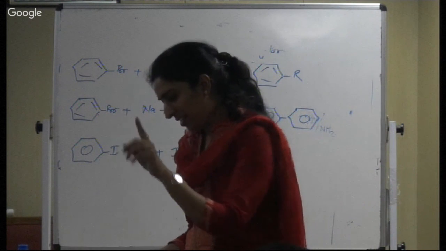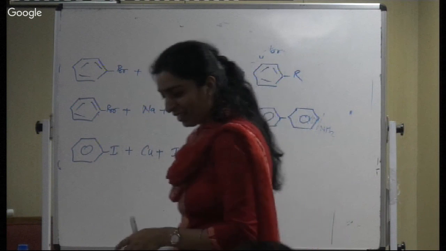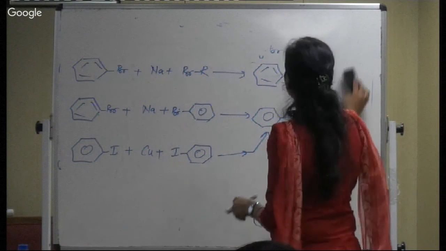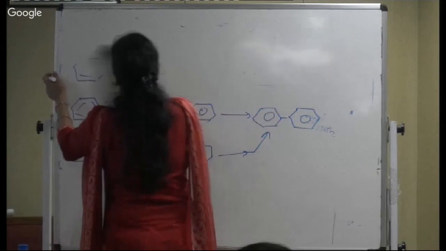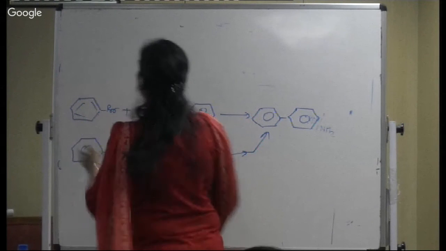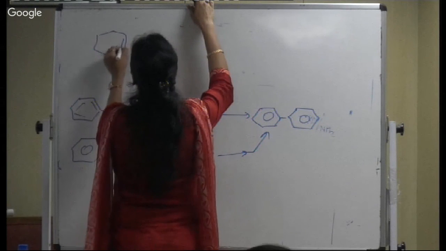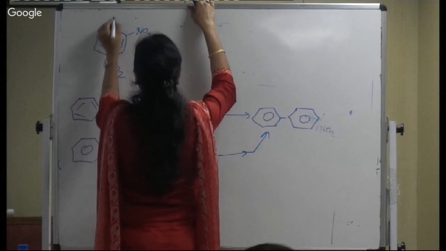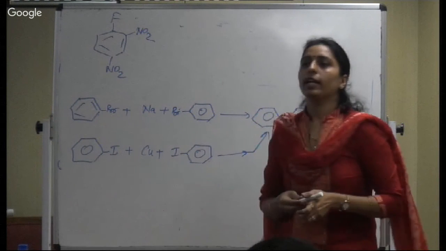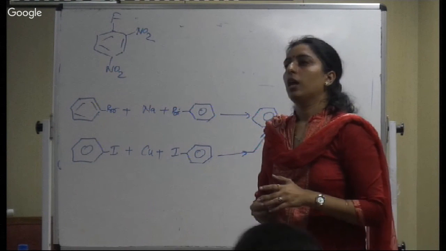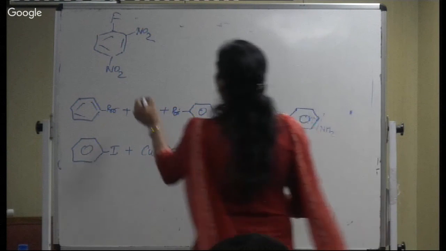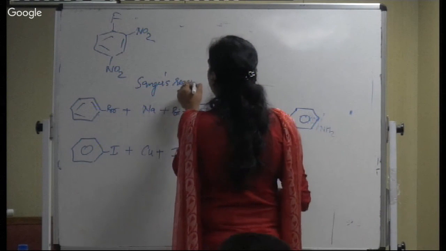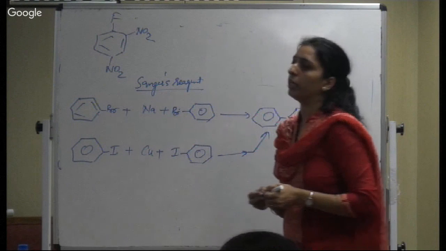There is one last reaction which I want to discuss because I think it's a very important question. Sanger's reagent, have you heard about it? Sanger's reagent is 2,4-dinitrofluorobenzene. Please note it down because you might not find it anywhere. It's not mentioned in any of your books. It is for the N-terminal determination of proteins.